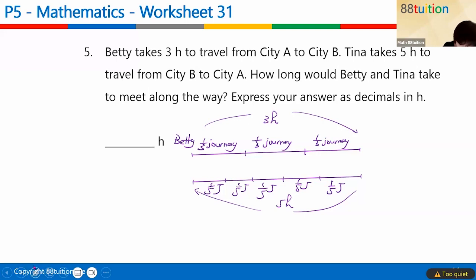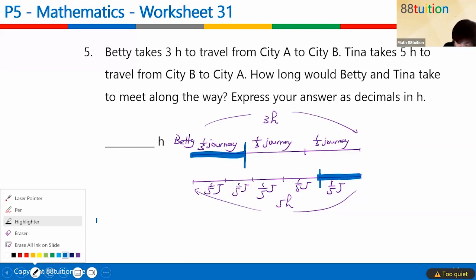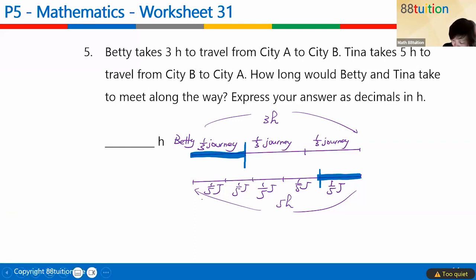So in every 1 hour, I'm going to use a highlighter to do this. In 1 hour, Betty will come here and Tina will come here. Do you realize that they are nearer apart? They are approaching towards each other. This is Tina. So in 1 hour, how much of the journey has been covered? That's what I want to find. So 1/3 journey plus 1/5 journey, they are actually coming towards each other. So it's 8 out of 15 J. And this is only for 1 hour, correct or not?